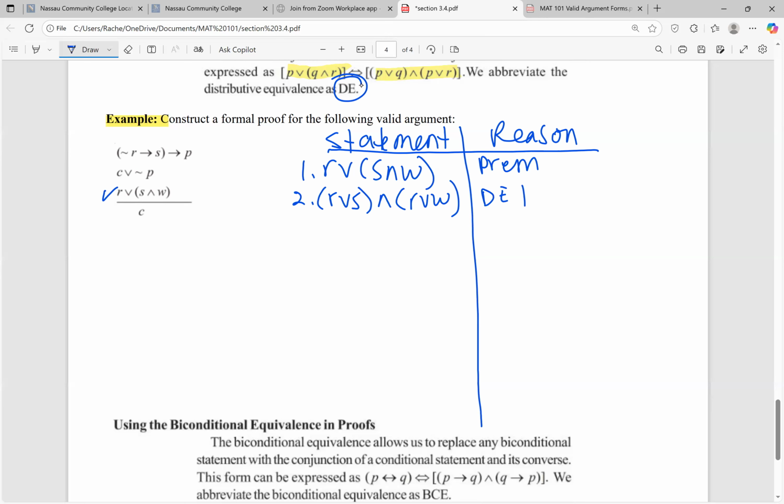So now I'm looking and I'm seeing, all right, I have an R or an S here, right? And then when I look at my other premises, there's a not R implies S, so same variables, right? And I'm thinking one's an or, one's a conditional, maybe the conditional equivalence, right? Because remember the conditional equivalence, if I have P implies Q, that's equivalent to not P or Q.